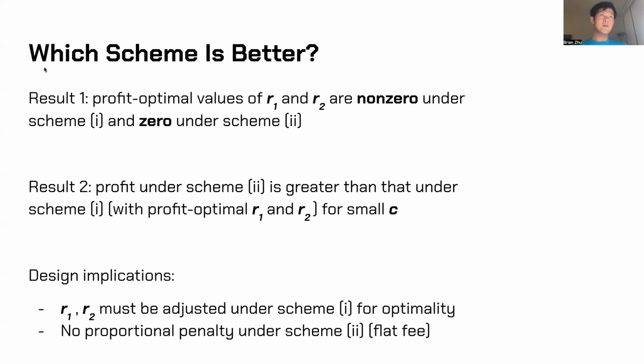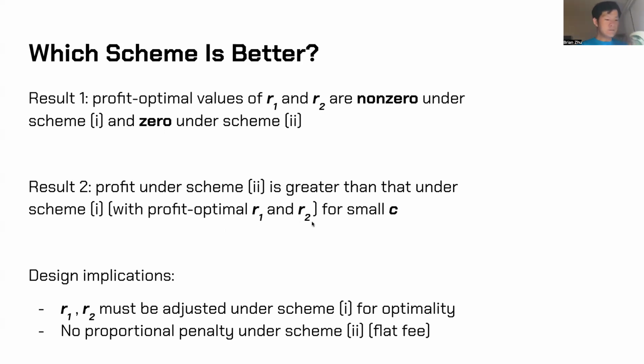So our two main results when comparing these schemes is that under the first scheme where the sequencer pays themselves, the profit optimal values of R1 and R2 are actually going to be non-zero, which implies that revert protection under the first scheme is not going to be profit optimal out of all the other possible revert rates. However, they still are zero under the second scheme. Our second result is that the profit under scheme 2 is going to be greater than that under scheme 1, even with the profit optimal choices of R1 and R2, if C is small enough.